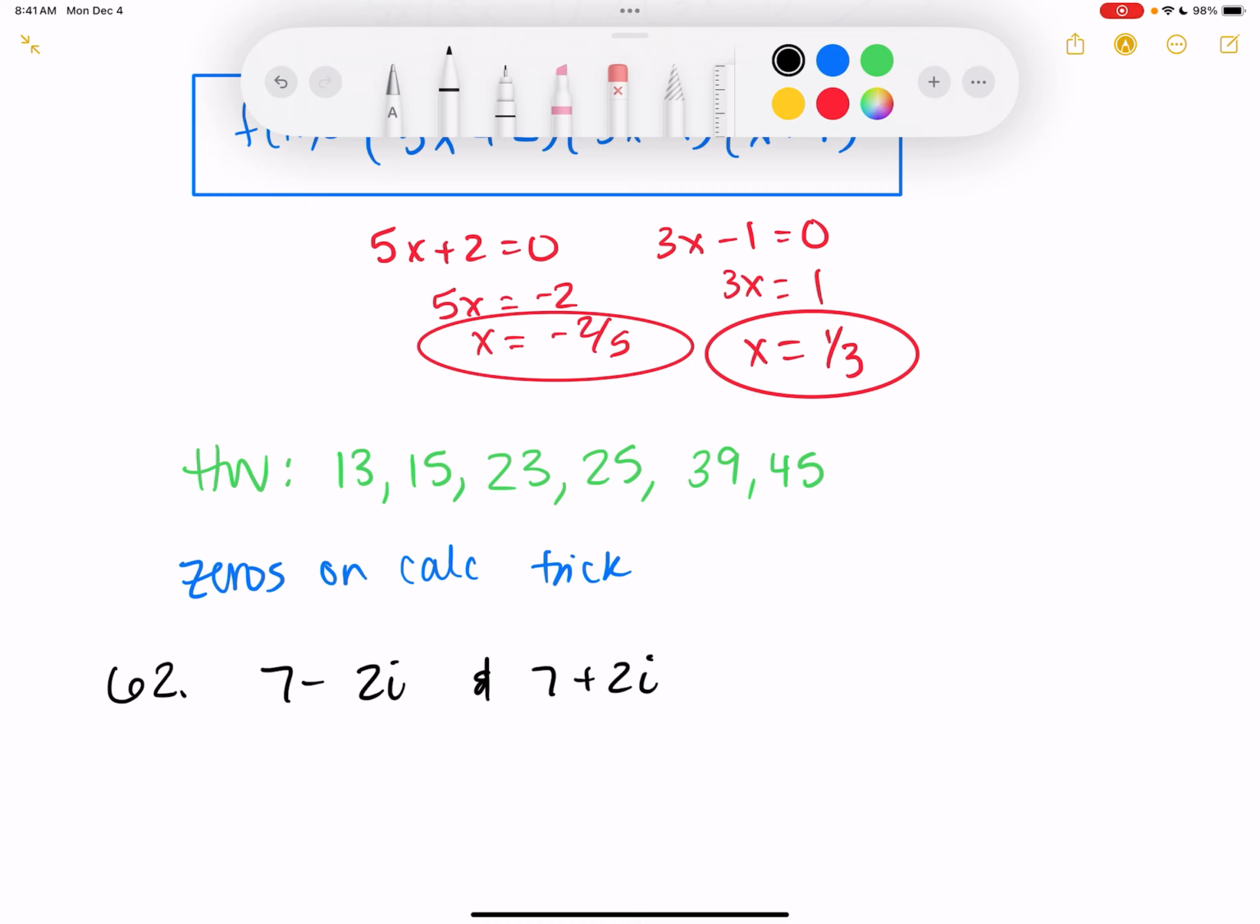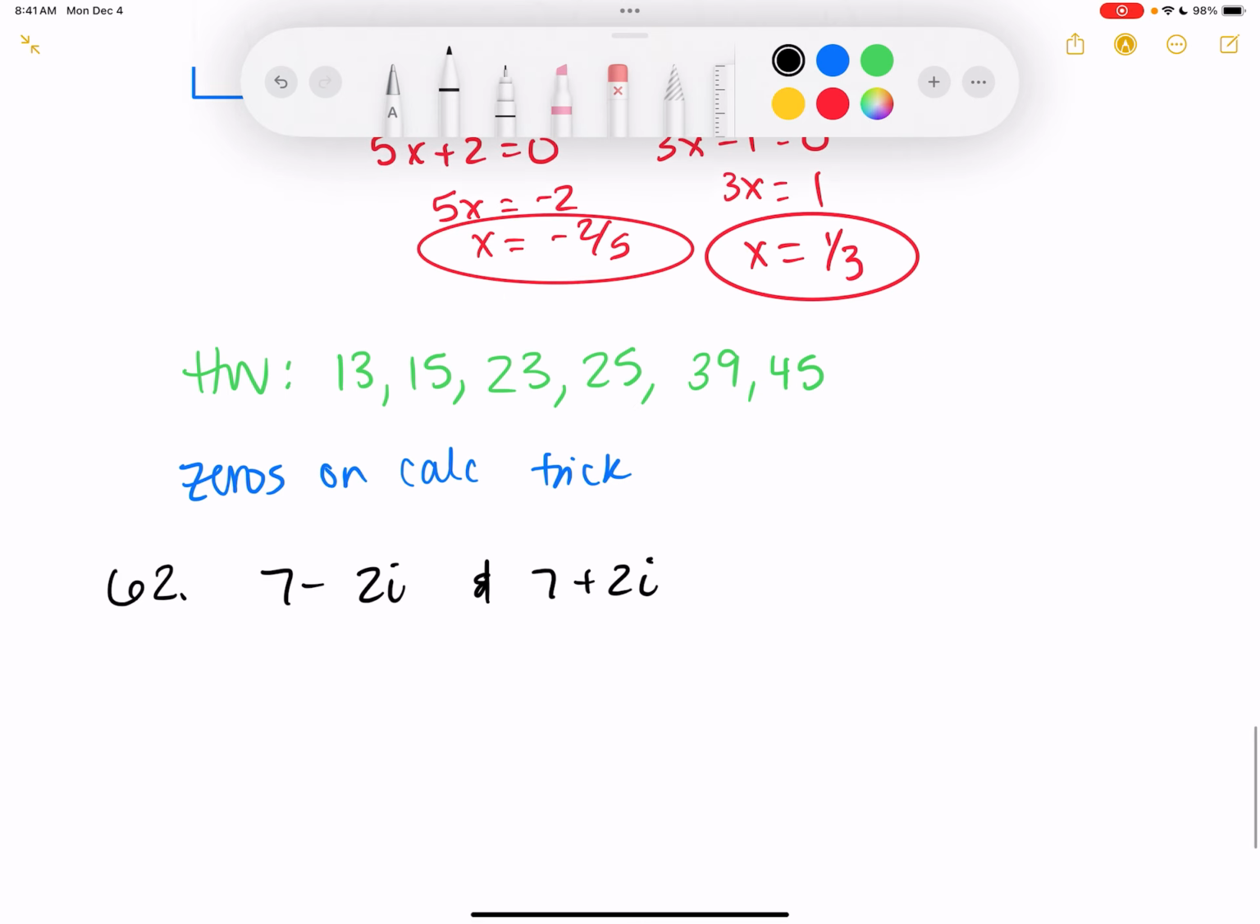So this one gave it to you, but we'll do one in a minute where they don't give you all of them, and we have to basically fill in the other one. So these are zeros, which means this is x equals 7 minus 2i and x equals 7 plus 2i. And so I need the factors, and then I'm basically going to FOIL is all that we're trying to get. We're kind of trying to do the reverse.